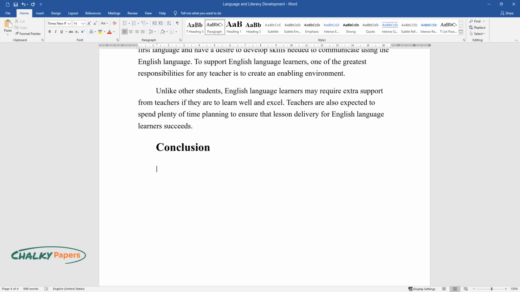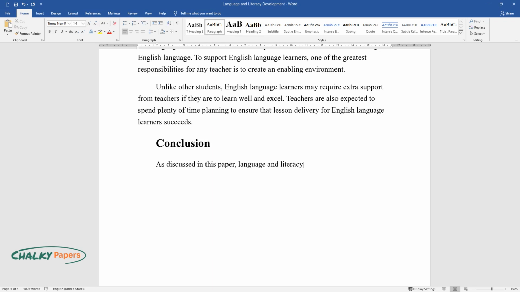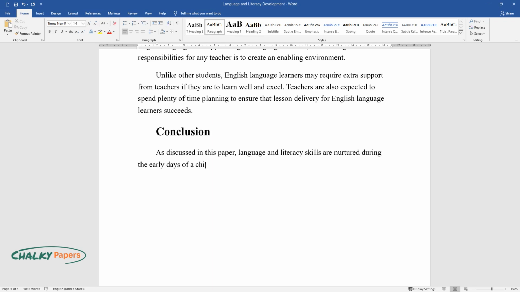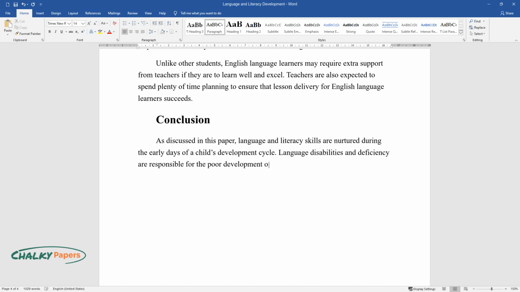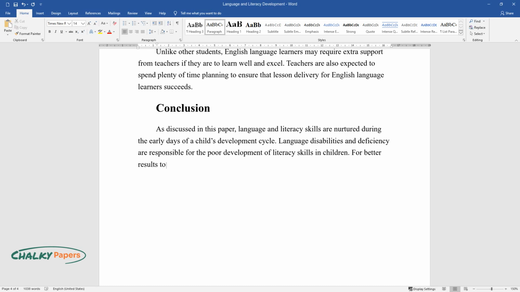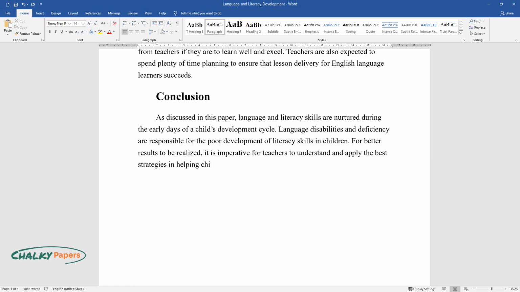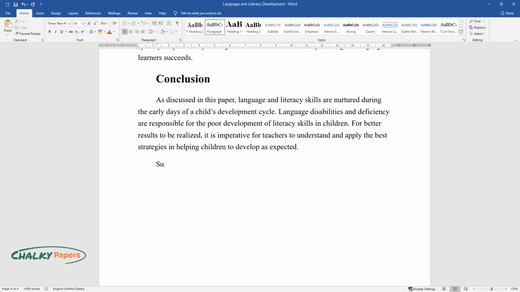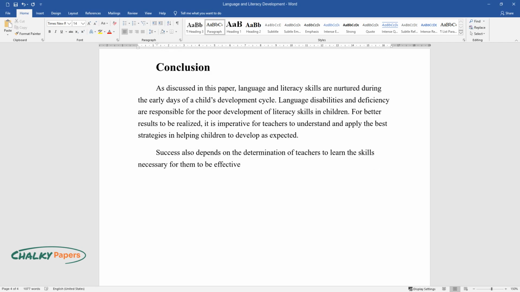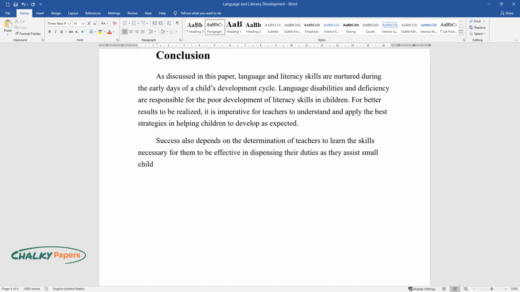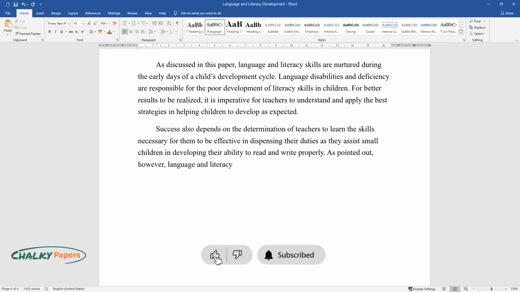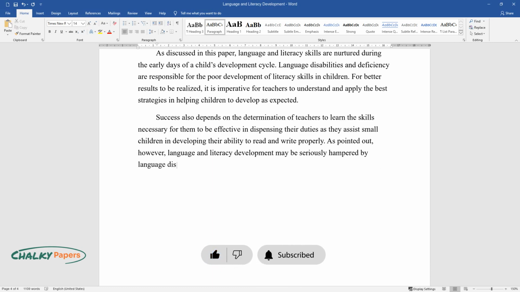Conclusion. As discussed in this paper, language and literacy skills are nurtured during the early days of a child's development cycle. Language disabilities and deficiency are responsible for the poor development of literacy skills in children. For better results to be realized, it is imperative for teachers to understand and apply the best strategies in helping children to develop as expected. Success also depends on the determination of teachers to learn the skills necessary for them to be effective in dispensing their duties as they assist small children in developing their ability to read and write properly. As pointed out, however, language and literacy development may be seriously hampered by language disabilities and deficiencies.